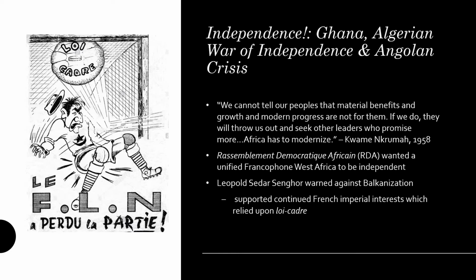The Rassemblement Démocratique Africain, or the RDA for short, wanted a unified Francophone West Africa to be independent of France, and Léopold Sédar Senghor supported this idea as an important independence leader. He additionally warned against balkanization, since it had evidently supported continued French imperial interests, which relied upon a notion known as loi cadre. Ahmed Sékou Touré in Guinea and Nkrumah in Ghana oscillated between the USSR, the Soviet Union, the United States, France, and Britain during the 1950s and the 1960s, in an attempt to remain independent.